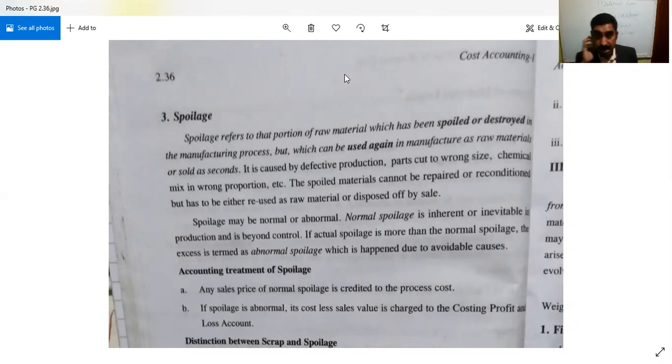Which has been spoiled. So that is the spoilage process. So spoilage refers to that portion of the raw materials which has been spoiled or destroyed in the manufacturing process, but which can be used again in manufacture as raw materials or sold as seconds. It is caused by the defective production, parts cut to the wrong size, chemical mix in wrong proportion.